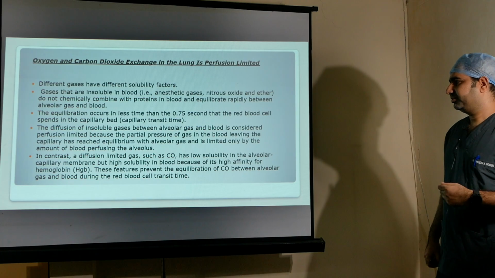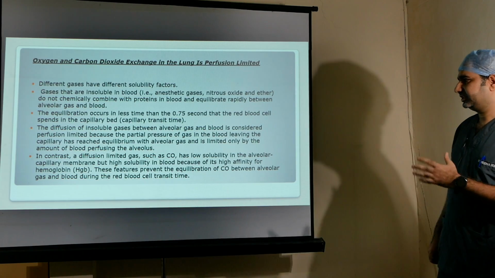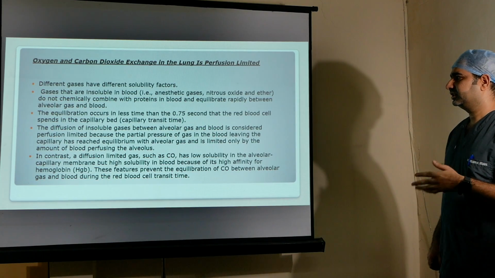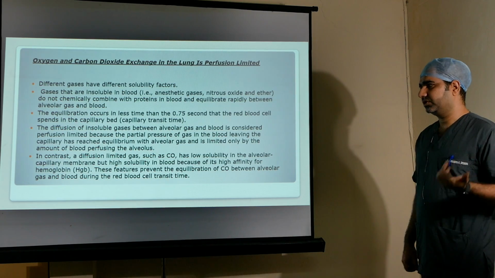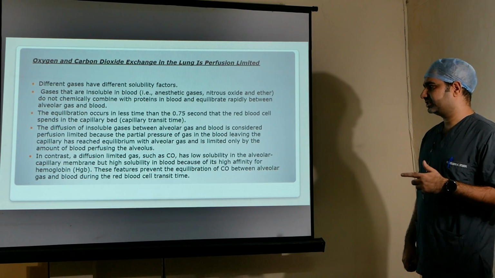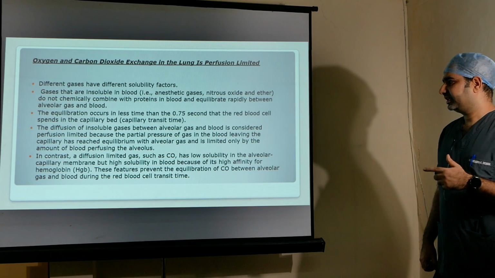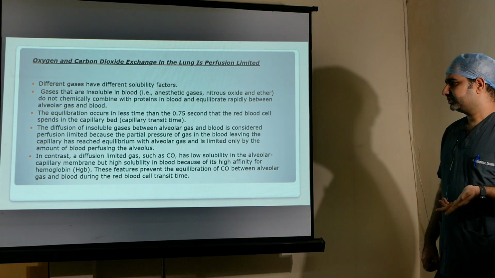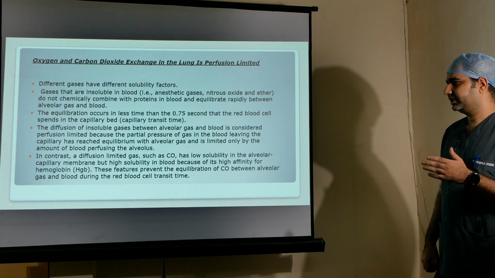So it depends on the blood perfusion or perfusion limit. So the diffusion of these gases depends on the perfusion of the alveolus. In contrast, a diffusion limited gas like carbon monoxide has low solubility in the alveolar capillary membrane but high solubility in the blood because of the high affinity for the hemoglobin.